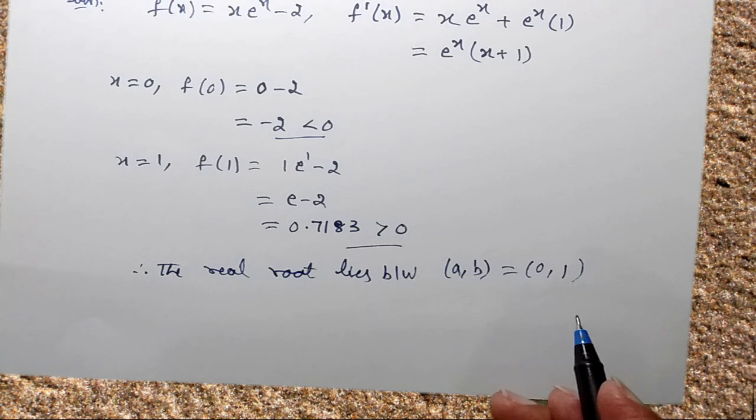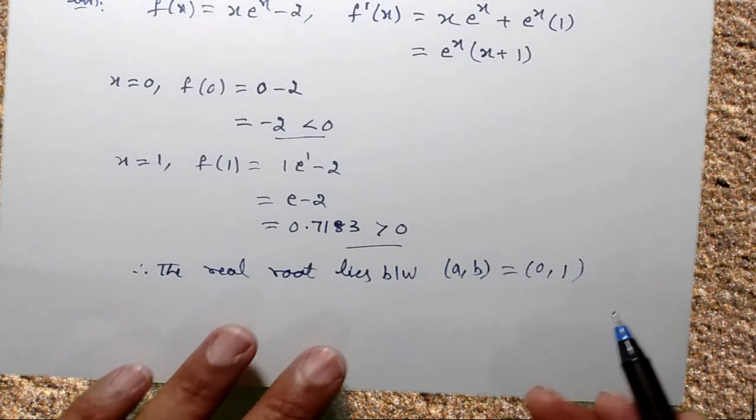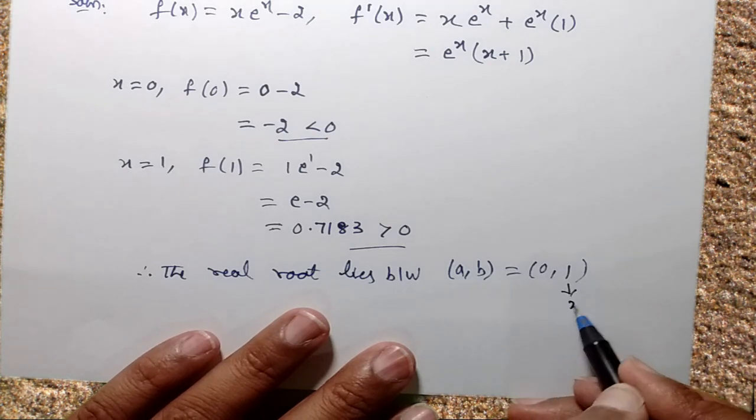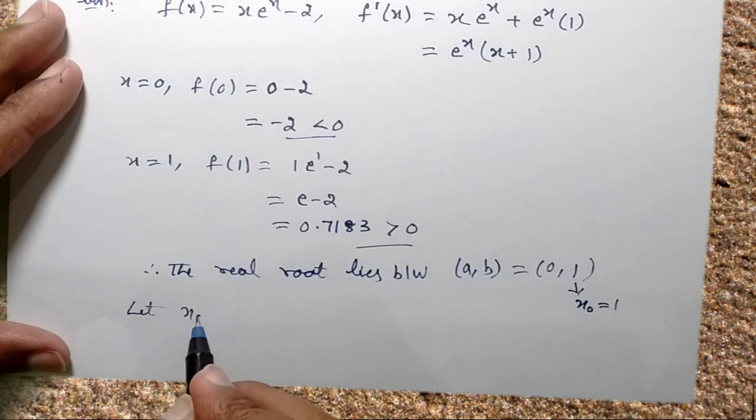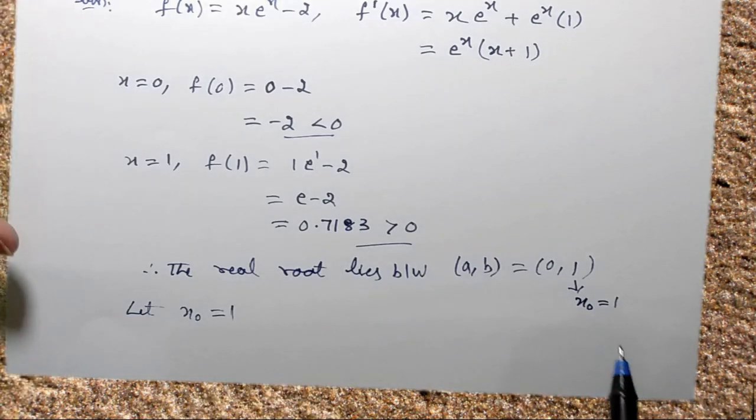So I will be taking the initial value x0 to be equal to, so you can choose any one value. So I will choose a non-zero value to be x0. So let x0 be equal to 1. So if you choose a non-zero value, you will be getting more.